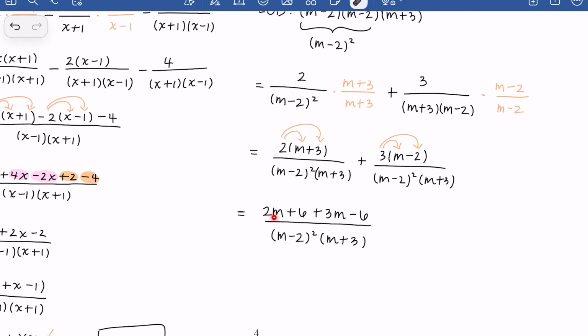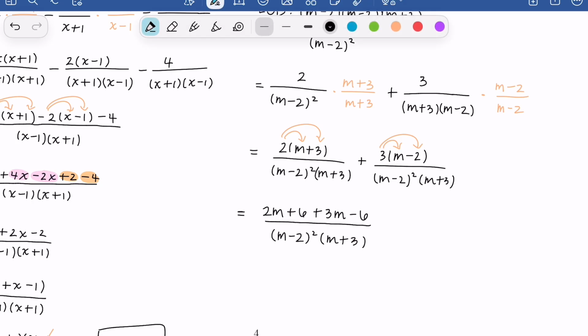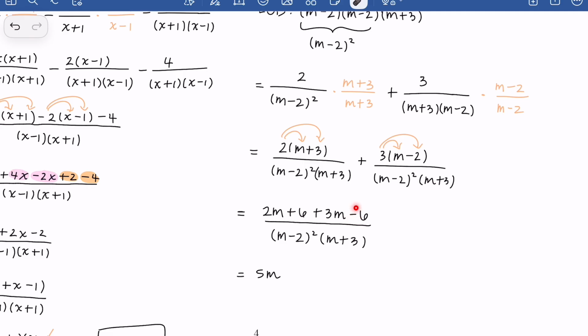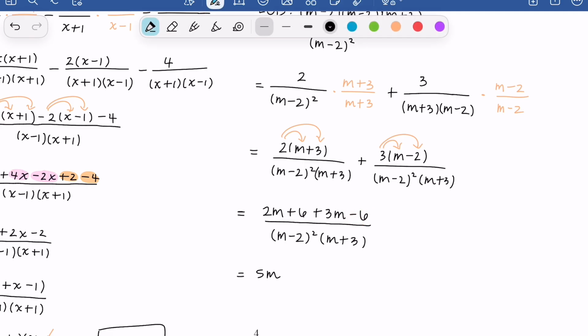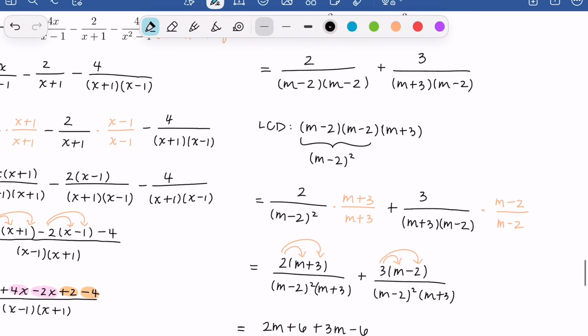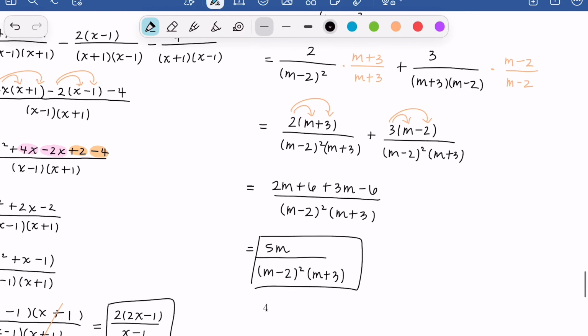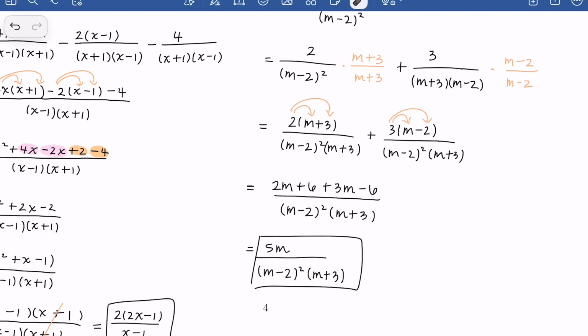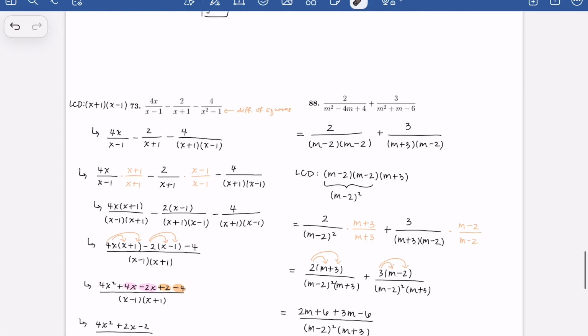I have a 2m and a 3m, so that'll give me 5m. And then I have a plus 6 and a minus 6. So our numerator is just going to end up being 5m. In the denominator here, we're still going to have this LCD. And notice we can't simplify any further. This is going to be our final answer since it's written in its lowest terms. So the sum of our original rational expressions up here is going to be 5m over the LCD that we found. All right, so that'll be it for this video.